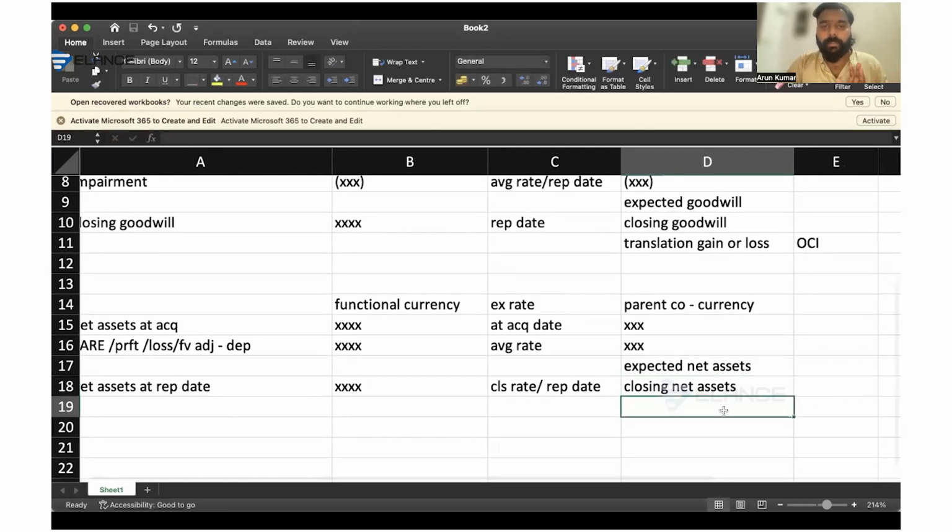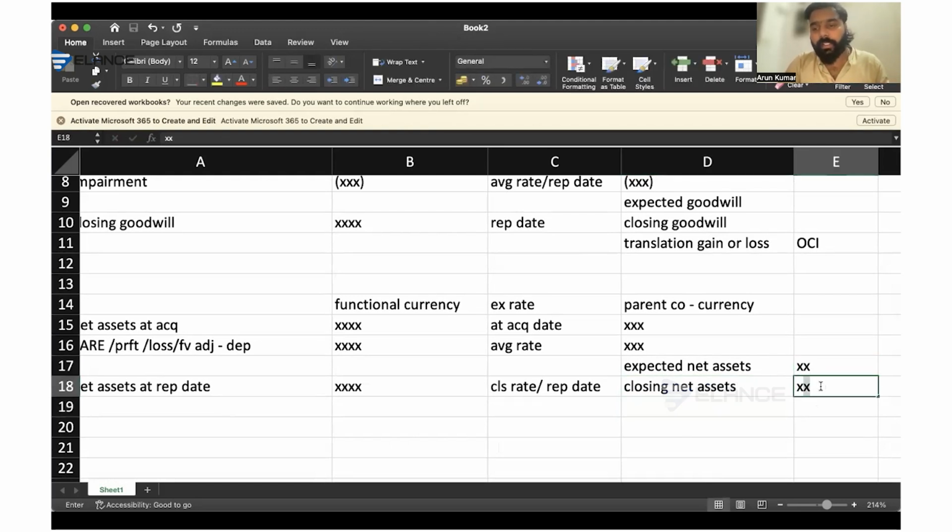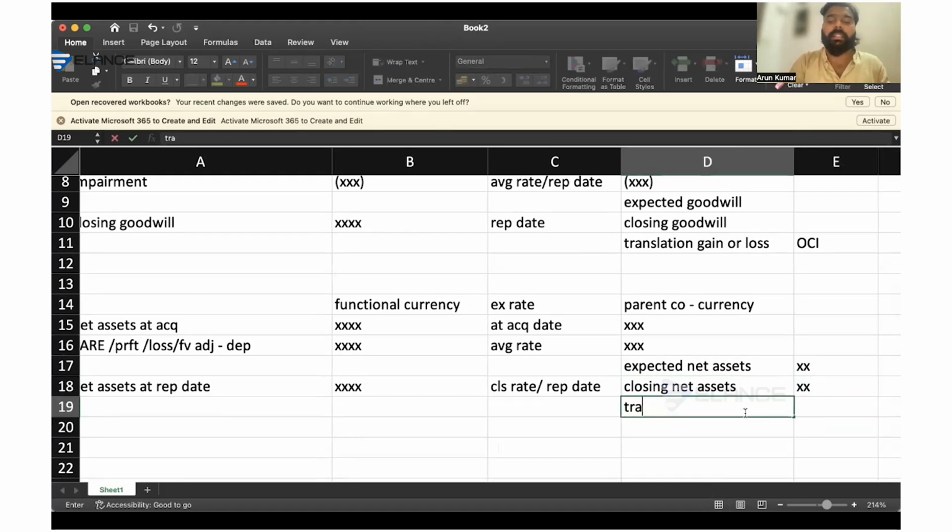As you have seen with respect to goodwill, there will be a change in the expected net asset figure and the closing net asset figure. And that change will again be considered as a translation gain or loss. And where will you record it? Where will you record this translation gain or loss?